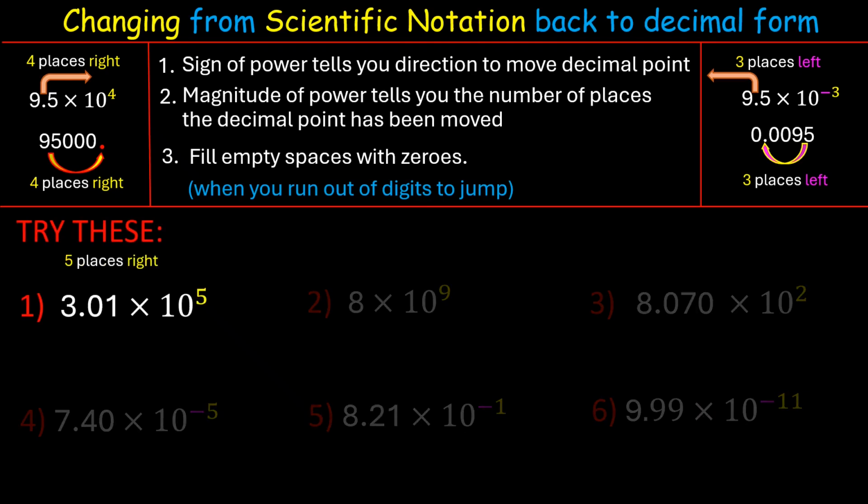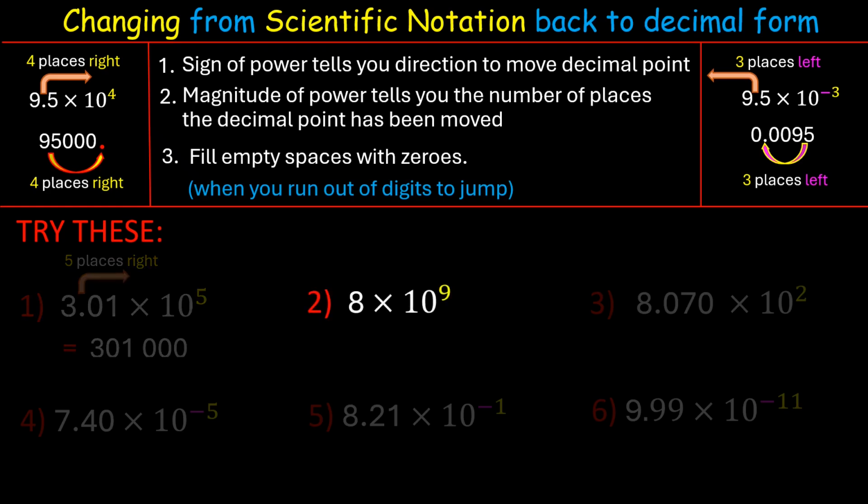In the first, we need to move 5 places right. After jumping the 0 and the 1, we need 3 more, so we fill in with 3 zeros, giving us 301,000. In number 2, the decimal point isn't shown, which means it's at the end of the whole number. We need to jump 9 places to the right, so we simply add 9 zeros.